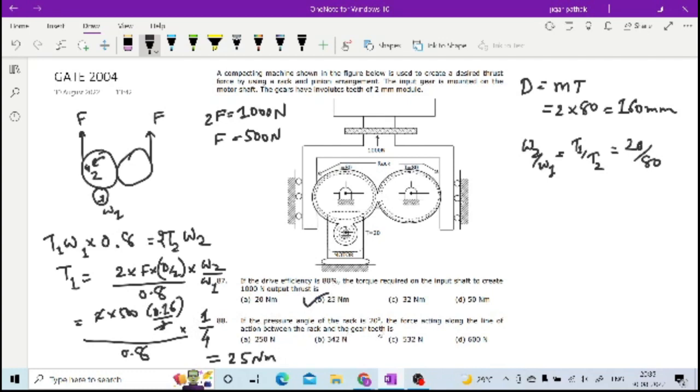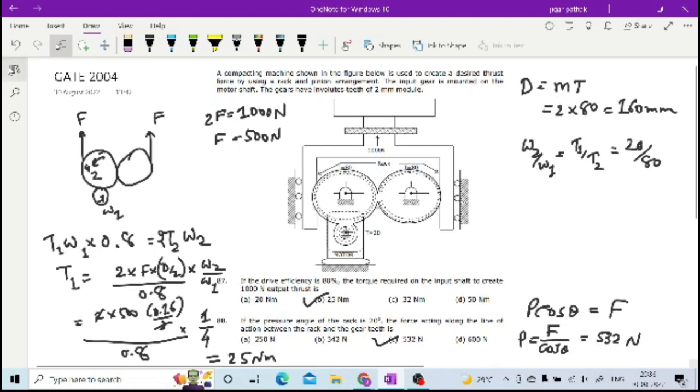Now here, if the pressure angle of the rack is 20 degrees, find the force acting along the line of action between the rack and the gear teeth. For that we have a relation, that is P cos theta is equal to F. So once you use this, you can find P is equal to F upon cos theta, where theta is given as 20. It's 532 Newton. So this is how you can solve this kind of question.